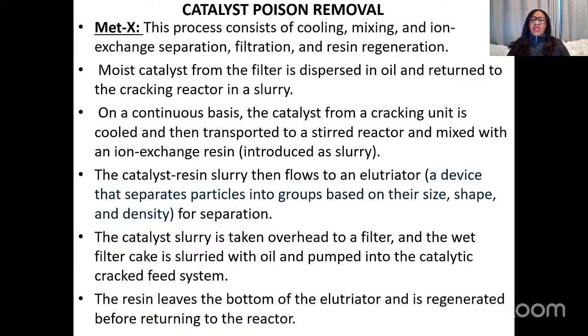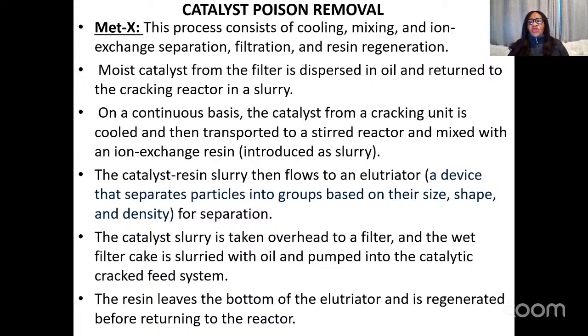On a continuous basis, catalyst from the cracking unit is first of all cooled. It's coming out from the cracking unit hot. So you cool it first, then transport it to a stirred reactor where you mix it with an ion exchange resin. Now you mix the catalyst with the ion exchange resin. It's now a catalyst resin slurry.